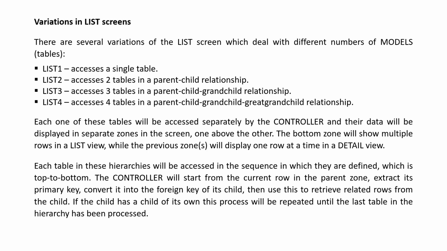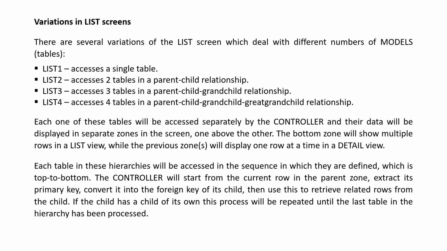Variations in list screens. There are several variations of the list screen which deal with different numbers of models or tables. List 1 accesses a single table. List 2 accesses two tables in a parent-child relationship. List 3 accesses three tables in a parent-child-grandchild relationship. List 4 accesses four tables in a parent-child-grandchild-great-grandchild relationship. Each of these tables will be accessed separately by the controller, and their data will be displayed in separate zones on the screen, one above the other.